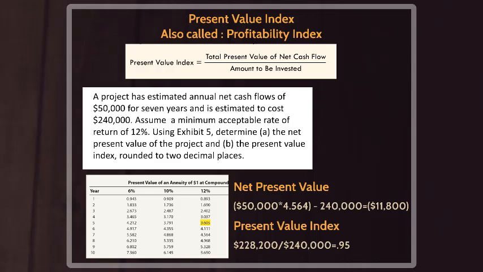To look at a present value index is another way that we can see whether an investment would be profitable. And to get that present value index, we take our total present value of net cash flows. Again, you're not using that net present value, you're using the present value, and you divide that by the amount to be invested. You want your present value index to be greater than 1. In this case, because we have a negative net present value, our present value index is below 1.